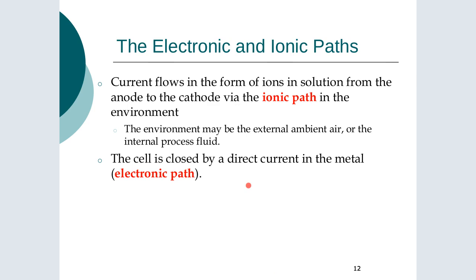The electronic and ionic paths are what close the circuit. So the current flows in the form of ions in solution from the anode to the cathode via the ionic path in the environment. So as I mentioned, it may be the external ambient environment or the internal process fluid. And the cell is closed by direct current in the metal. So that's the electronic path. Okay, so we have those 4 things. And essentially what you have is a balance between all 4.